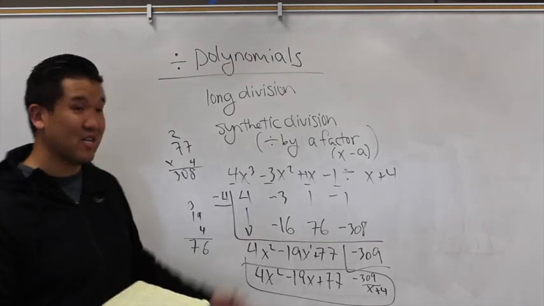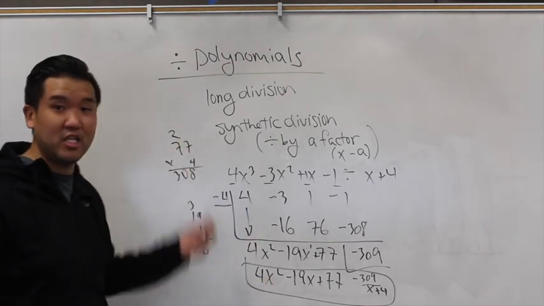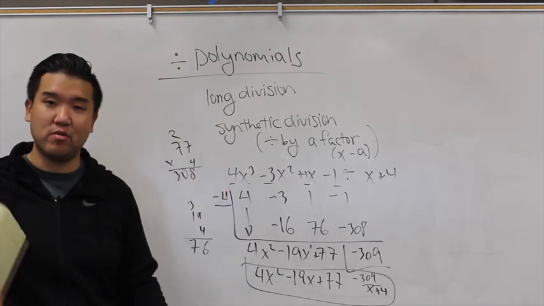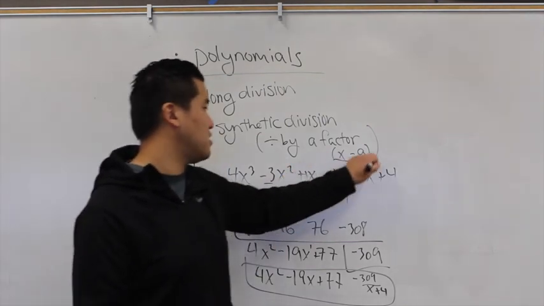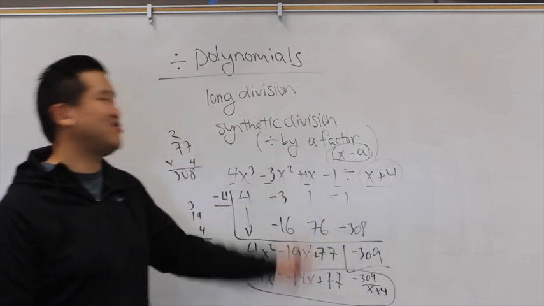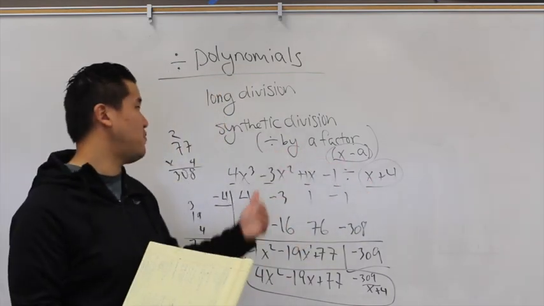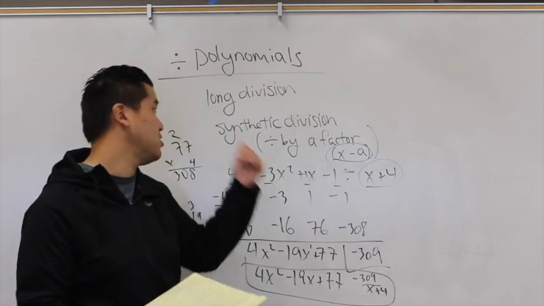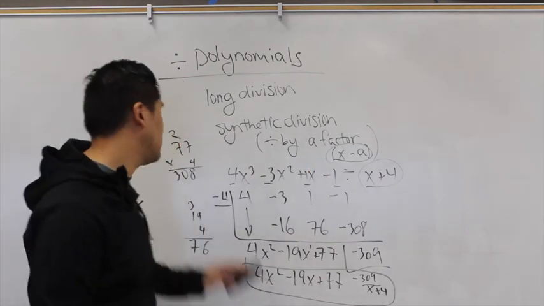So you can tell synthetic's a lot quicker, even though I had to do the multiplication by hand. That was a lot faster than your long division worrying about the exponents. So if it's always a factor of x minus a, always use synthetic, it's a lot quicker. Everything else, if it's a trinomial, or if it's another binomial which is not in the x minus a form, then you have to use long. So you do need to know both cases.